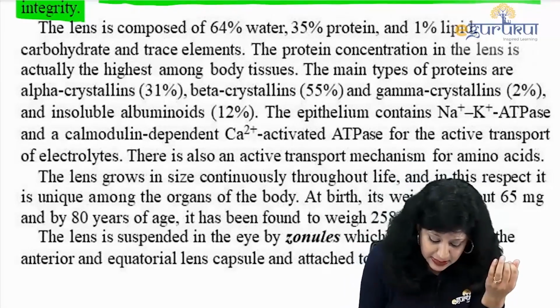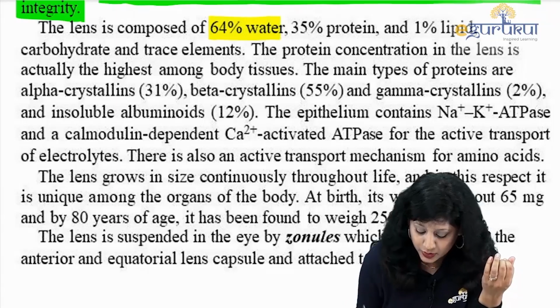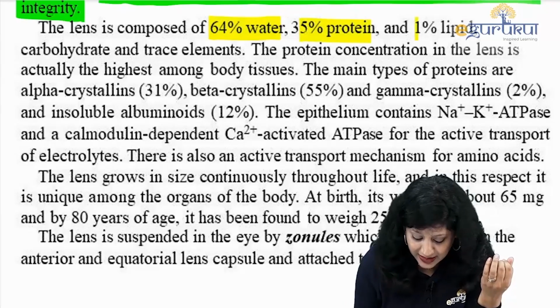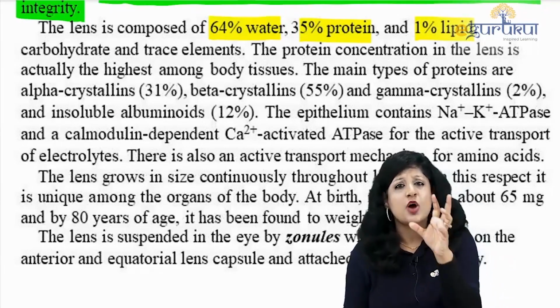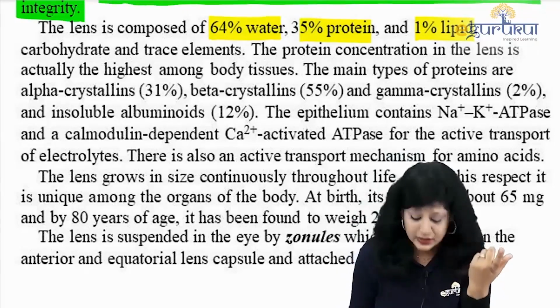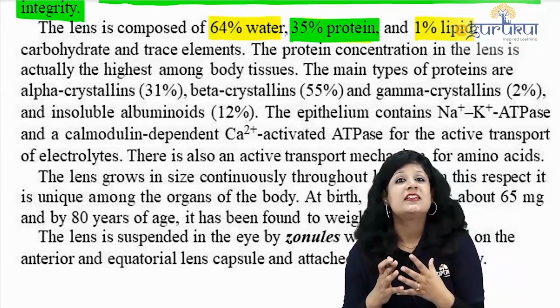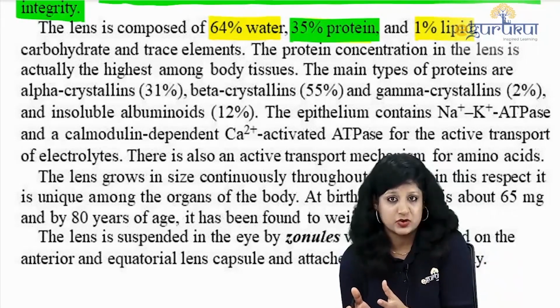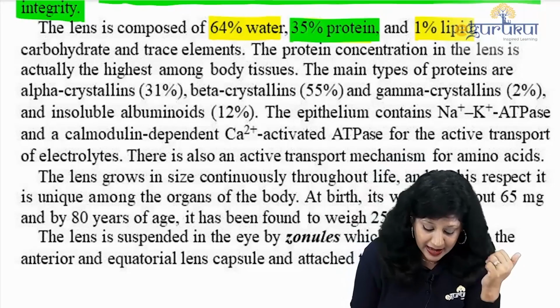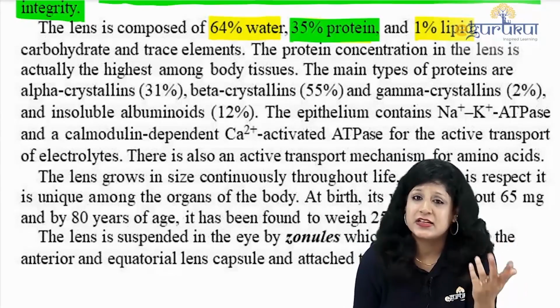So the lens is composed of 64% water, 35% proteins and 1% lipid. So the majority is water, but after water, what is in great deal is 35% protein. That is why we say that the lens is proteinaceous in nature, right? Only 1% lipids. And then you have got carbohydrates and trace elements too.